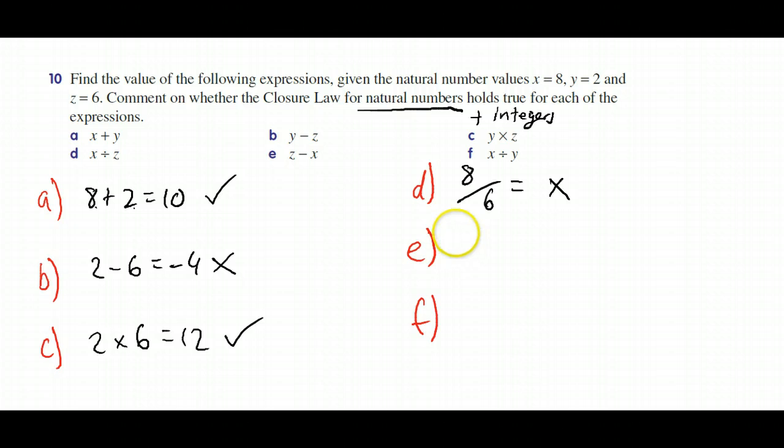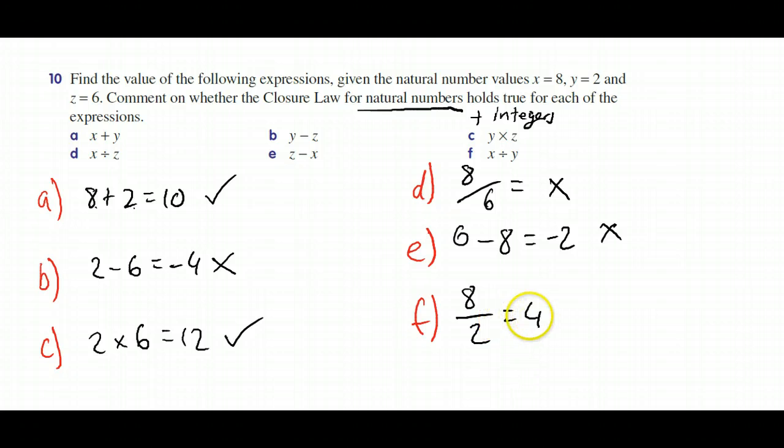And in E we've got 6 minus x, which is 8. 6 minus 8 is negative 2, not a natural number, so the closure law hasn't held. And in F we've got x divided by y, which is 8 divided by 2, that equals 4, so the closure law has actually held for that situation there.